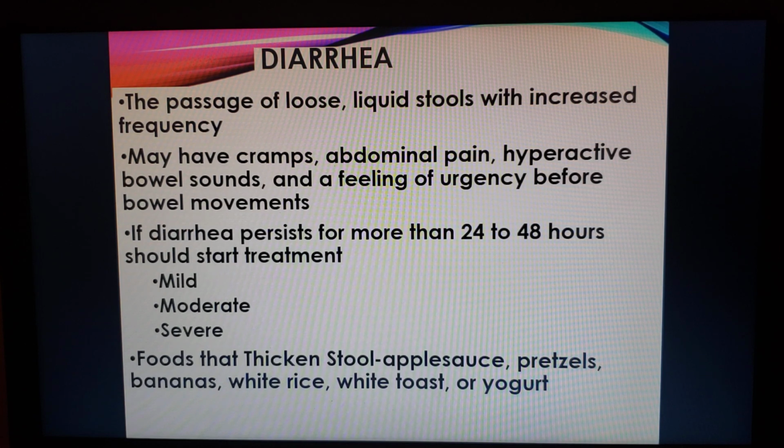And just back up to moderate, clear liquids would include anything that you can see through, such as broth, apple juice, jello, tea, anything you can see through.